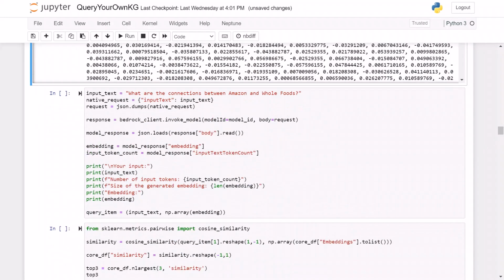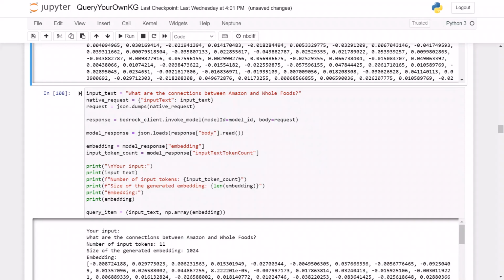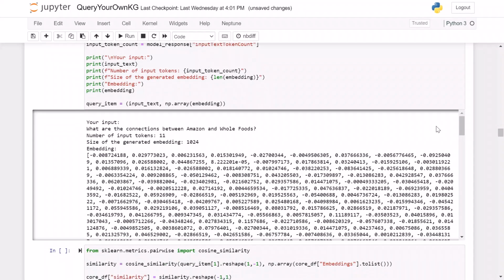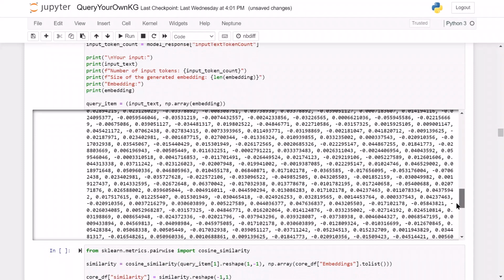Then we're going to do the same process with the question we want to ask the LLM. In this case, our question is, what are the connections between Amazon and Whole Foods? So we tokenize and create the vectors for that as well. You can see the number of input tokens for this question is 11, and it generates 1024 embeddings.